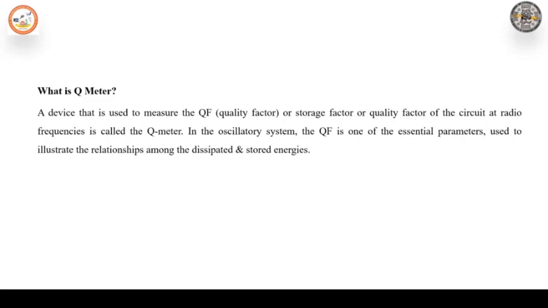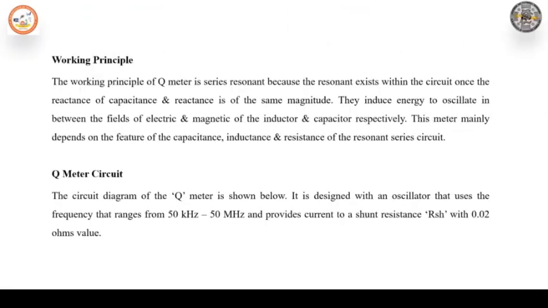This instrument operates on the principle of series resonance, that is, under resonant condition of an AC series circuit, the voltage across a capacitor is equal to the applied voltage times Q of the circuit. If the voltage applied across the circuit is kept constant, then a voltmeter connected across the capacitor can be calibrated to indicate or read Q directly. So let us see how it actually works.